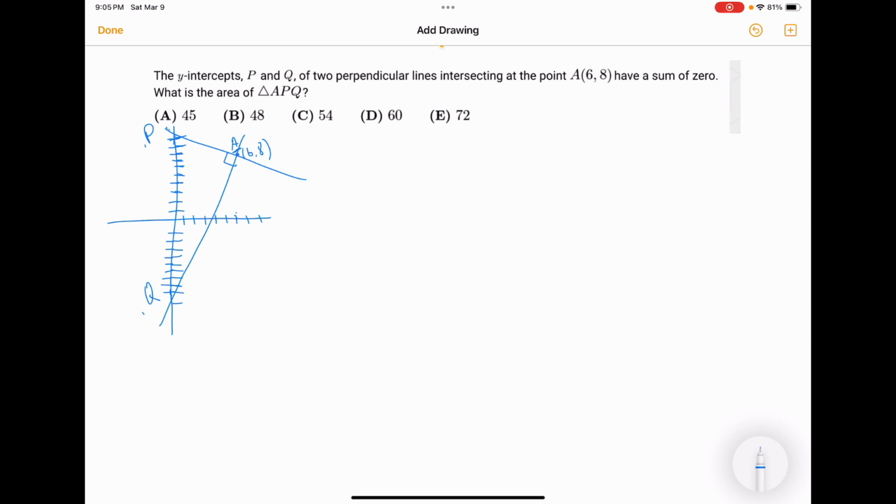Okay, so I sketched out the graph, and it's obviously not to scale, but it gives you the idea of what the question looks like. I'm going to solve this problem using the algebraic way.